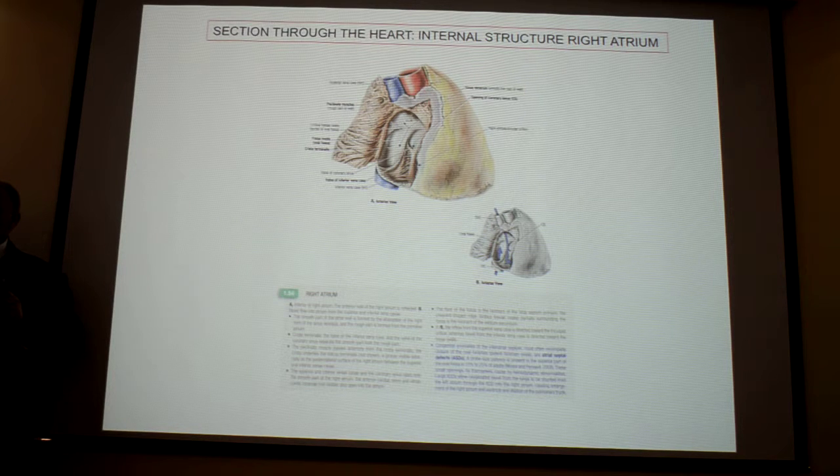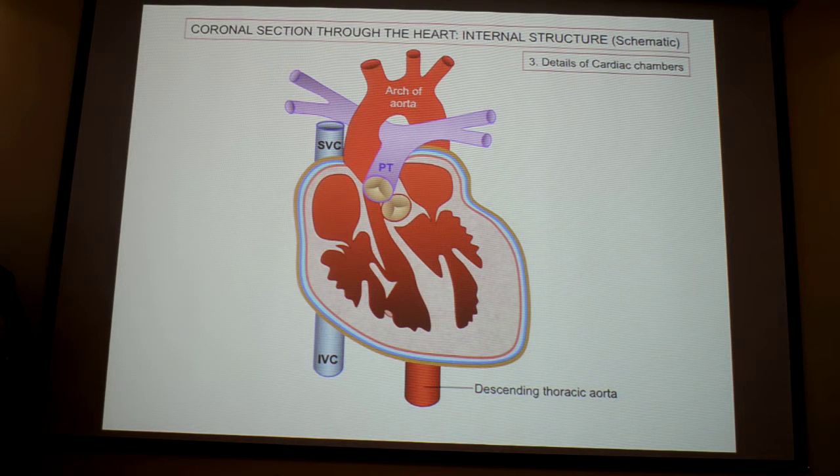Yes. So the right atrium has so many other things, but I have touched upon those which are very important, and I'm coming up with further points. So let's now start with my slide.